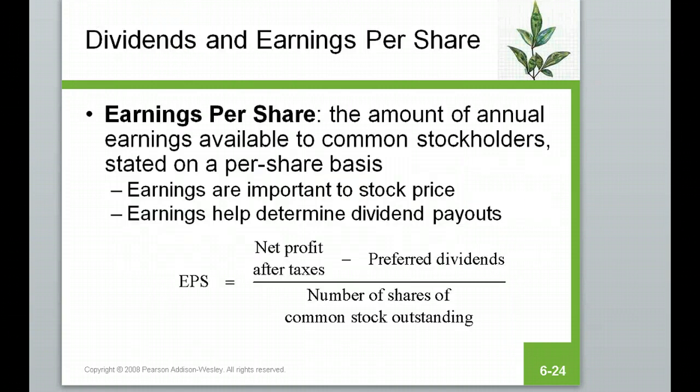Okay, let's look at dividends and earnings per share. Earnings per share is the amount of annual earnings available to the common stockholder stated on a per share basis. Earnings are important to stock price. Earnings help determine dividend payout. So to figure out your earnings per share, you would take your net profit after taxes minus preferred dividends, divided by the number of shares of outstanding common stock. EPS is an indicator of a company's profitability. So that's why investors would be interested in the earnings per share.